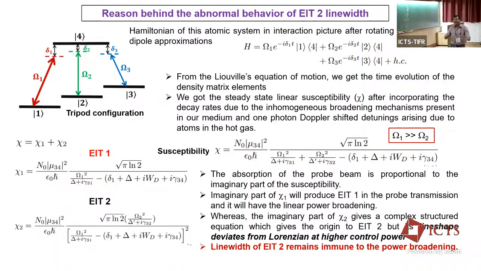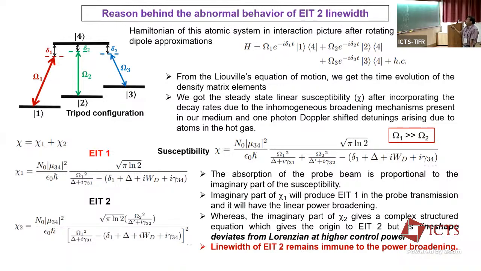I'm not going through the entire theory, which is quite rigorous. But after that, from Liouville's equation of motion, as we do for the other cases, we got the time evolution of the density matrix elements. Then we solved for the steady state linear susceptibility, and we incorporated the decay rates due to the inhomogeneous broadening mechanisms present in the medium. So inhomogeneous magnetic fields, buffer cell effects, and all those things we have included. And since we are doing the experiment in a hot vapor cell, one photon Doppler shifted detunings are also included in this susceptibility due to the hot gas.